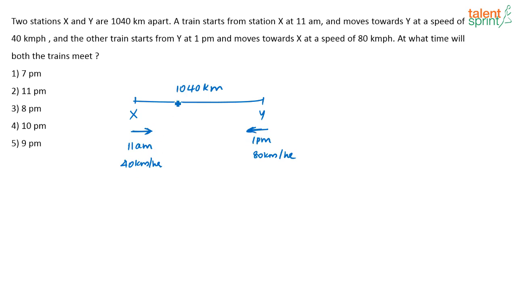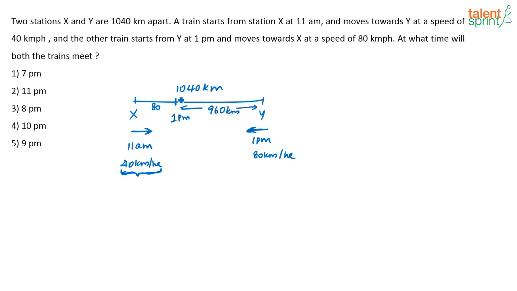So in these 2 hours, what distance would this train cover? The total distance is 1040 kilometers, and in 1 hour this train is covering 40 kilometers, since 40 kilometers per hour is its speed. So in 2 hours, by the time it is 1 PM, this train would have covered 80 kilometers. The remaining distance between the two trains now is 1040 minus 80, which is nothing but 960 kilometers.